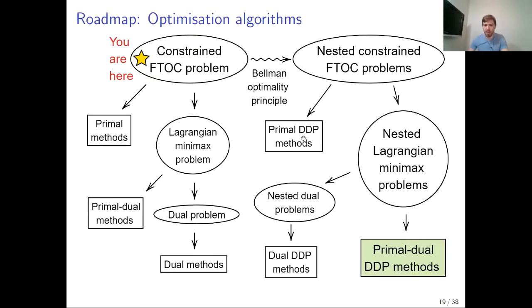The primal DDP method is the original DDP method, or a combination of the original DDP method with a penalty approach, where we put all the constraints into the objective function and resolve the problem in this way. So we don't keep the dual variables anymore. We can also formulate nested Lagrangian minimax problems and use the primal-dual DDP method. It is in green because the contribution I'm discussing belongs to the primal-dual DDP methods.